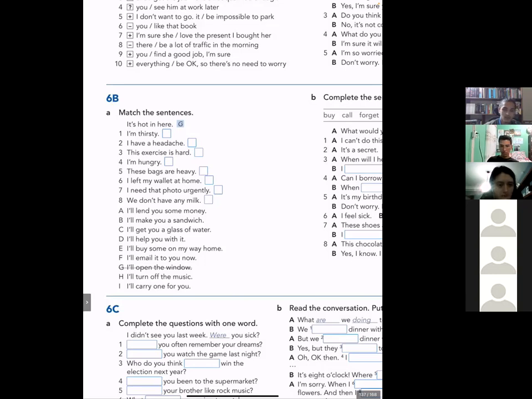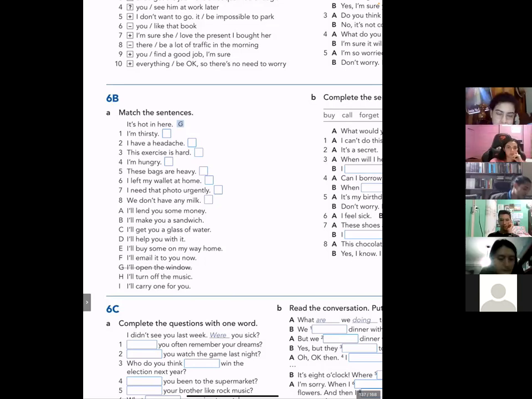These bags are heavy. And I will carry one for you. Yeah, that is perfect. Thank you, Sam. Let's see. Alan, can you do the following? For the number 6, teacher? Yes. Well, it's letter A.